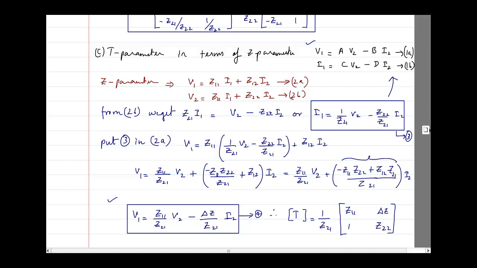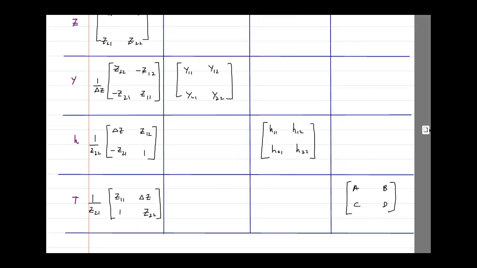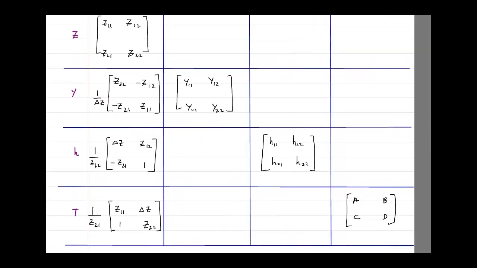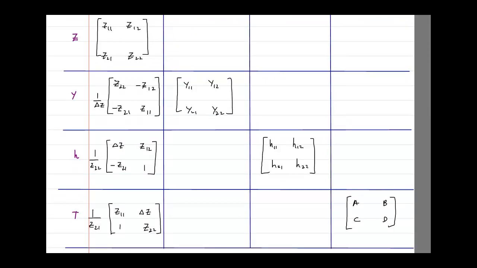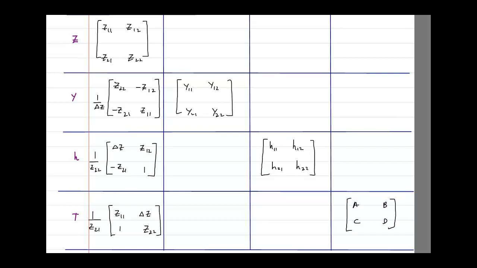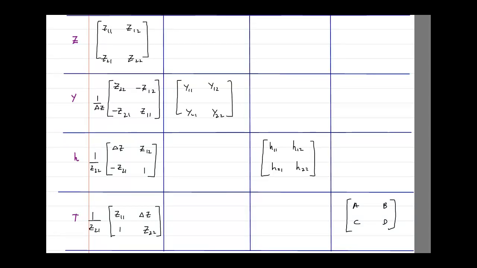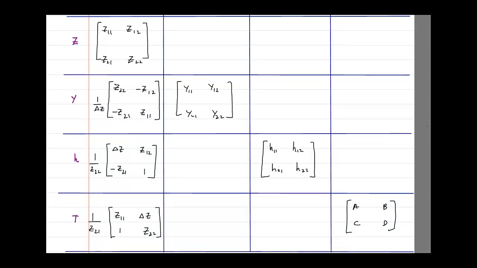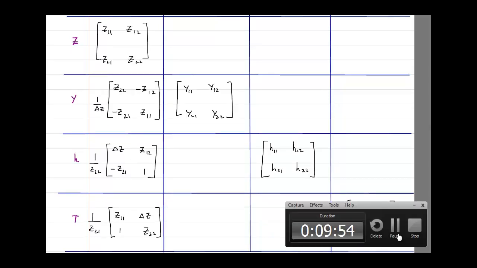So we have got, look at this first column, all parameters in terms of only Z. Now based on this, we can do a problem. Okay, that we will do next. Thank you.